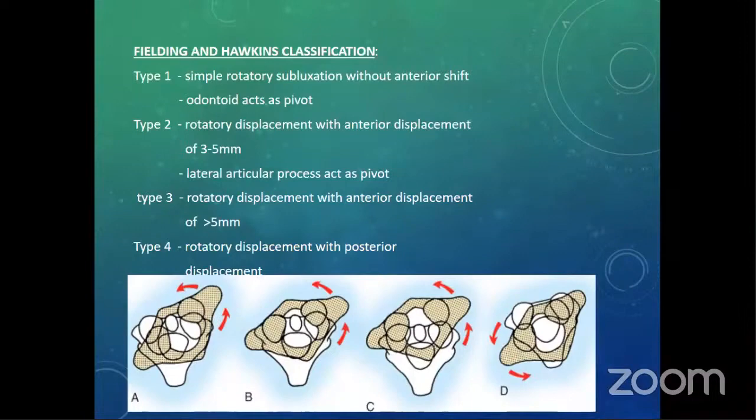In this case, the lateral articular process acts as a pivot. In type 3, there is rotatory displacement with anterior displacement, but this time the distance is greater than 5 mm. And in type 4, there is rotatory displacement with posterior displacement also.